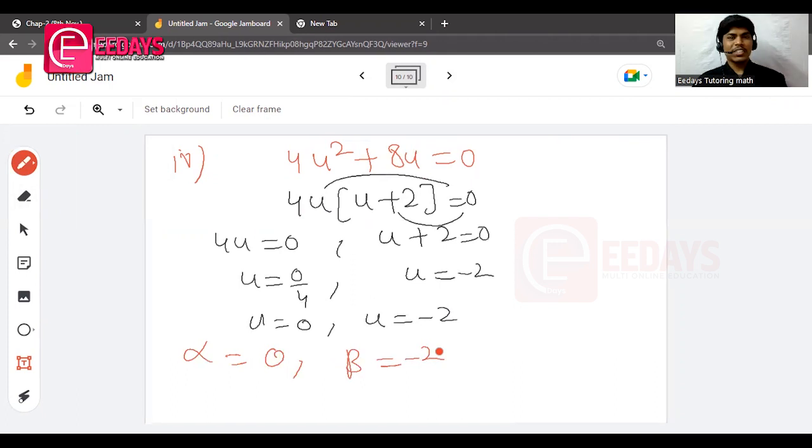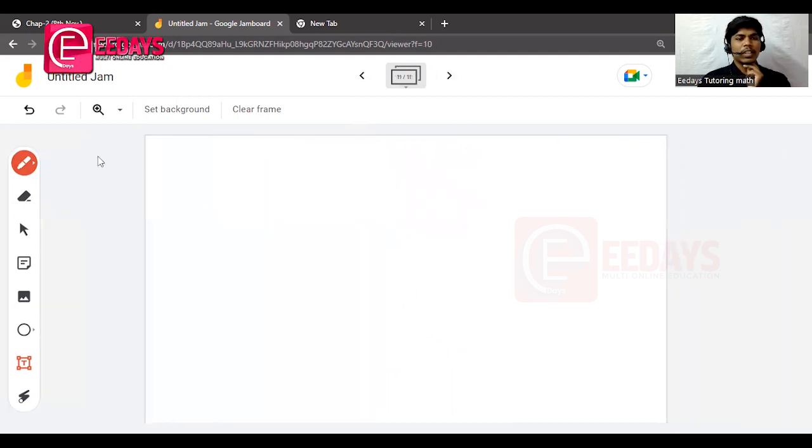Simple, right? Without doing the splitting middle term process, just because we take the common factor, we get alpha and beta like this. It's easy, right? So we did 4u into u plus 2, and 4u is common from both. That's why I'm taking it like this, so I'll get alpha and beta. It's easy. Now let's find the a, b, c values.